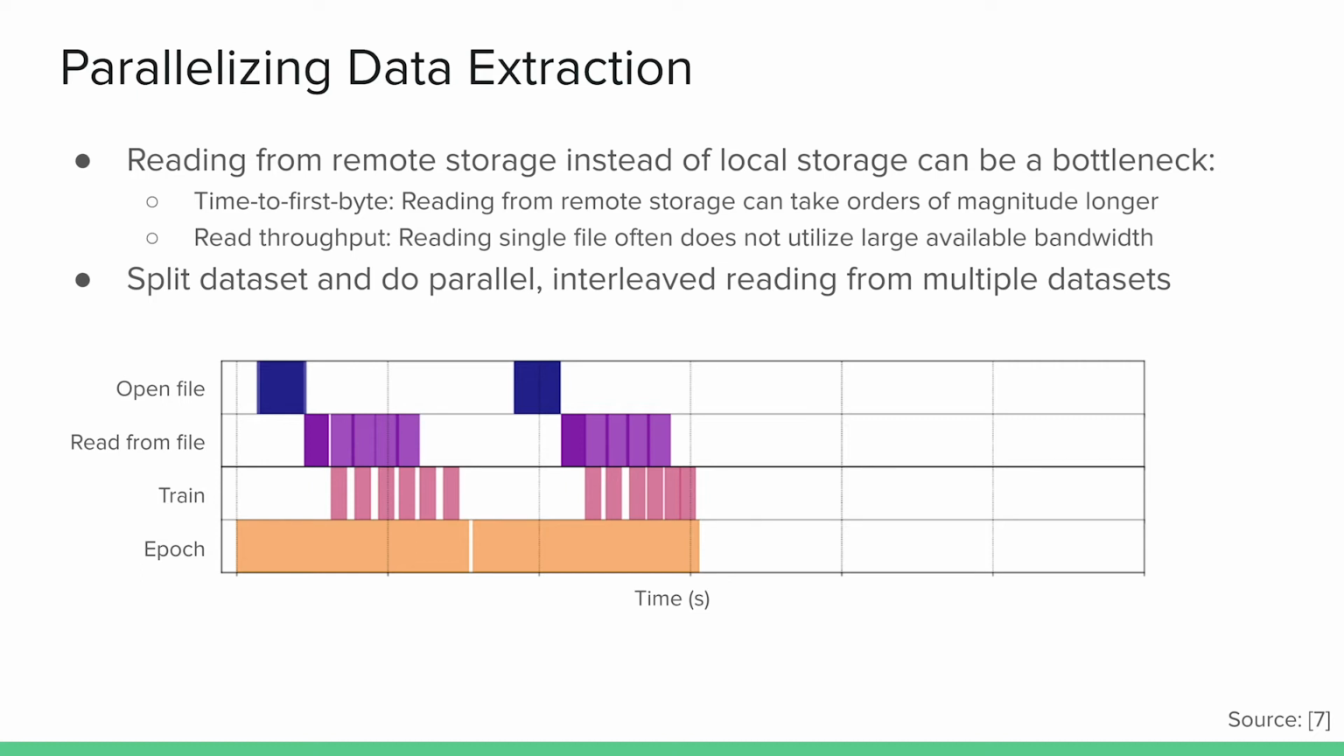And when you read a single file, the bandwidth that you have available from reading from one of these services might not be utilized very efficiently. So you should split your data set and read from these different sources in parallel and interleaved. So you basically already read a whole bunch of files that you directly feed into the training to utilize all of the bandwidth that you have available and avoid these bottlenecks.